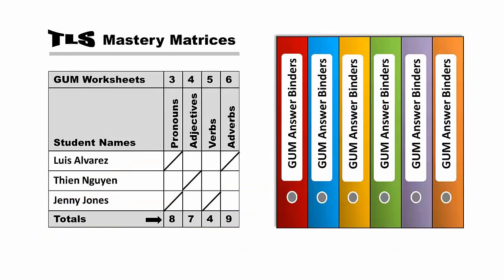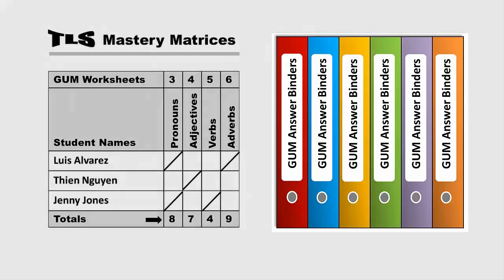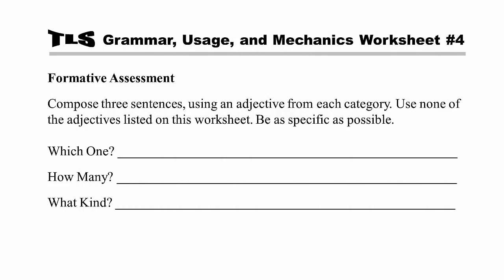After completing the practice section, a student will take the grammar, usage, and mechanics worksheet and a different color pen or pencil up to one of the grammar, usage, and mechanics answer binders to self-correct and self-edit. The student finds the practice answers to the worksheet and revises any mistakes with a different color pen or pencil. Note that the student has no incentive to cheat, as credit is only assigned for mastering the subsequent formative assessment.